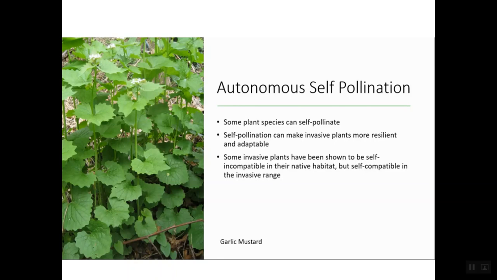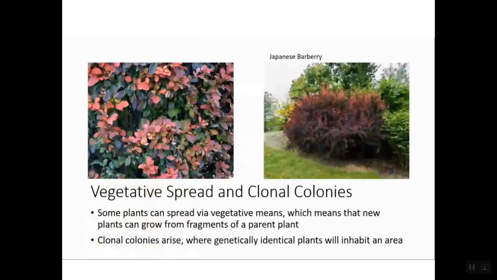Something interesting that I did find was that some plants are shown to be self-incompatible, which means they can't self-pollinate in their native habitat, but they are able to self-pollinate in the invasive areas. So again, it's really difficult to study and find out the answer to the question that I asked.